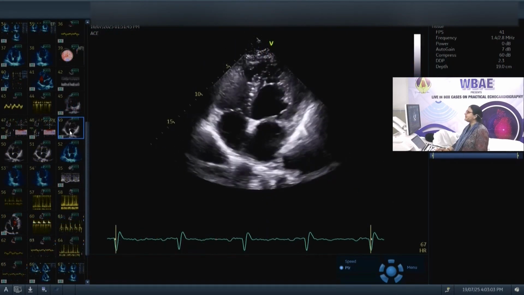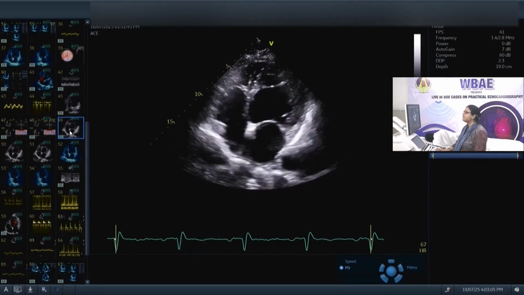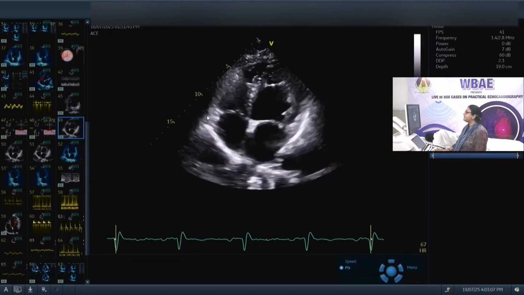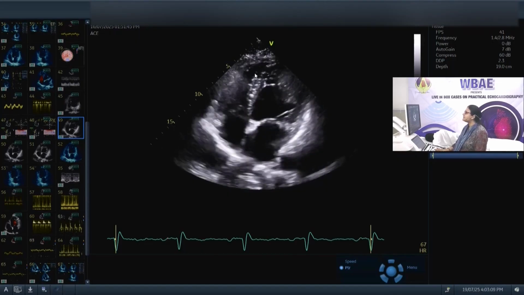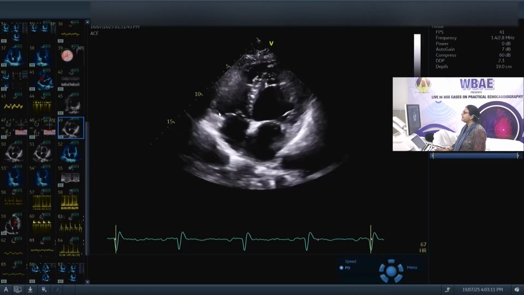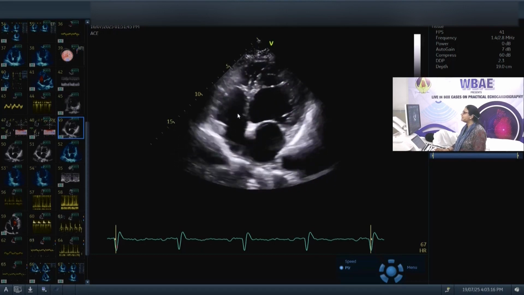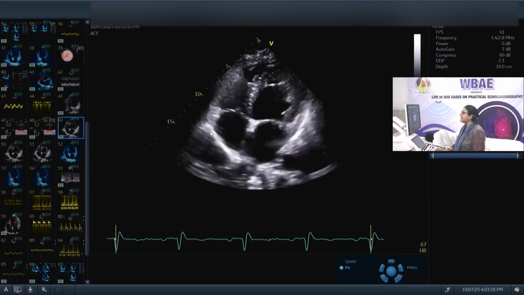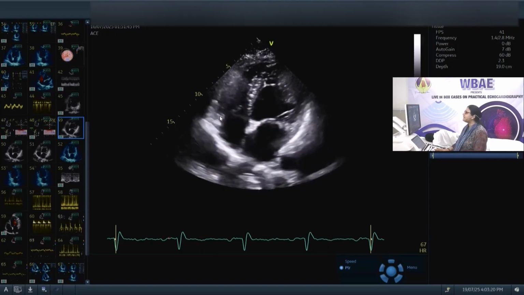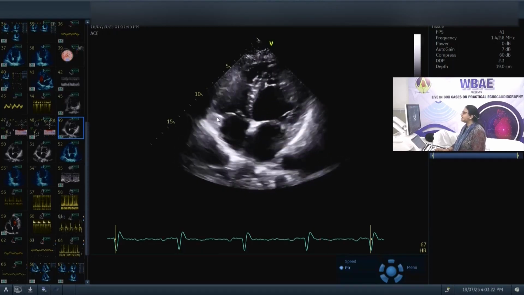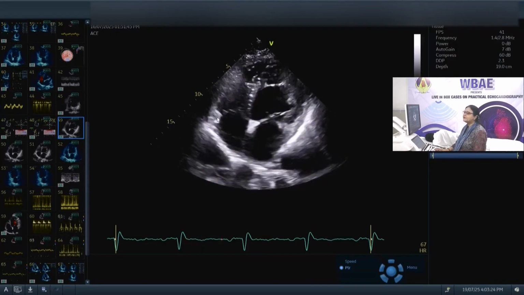So after assessing the LV systolic and diastolic function, we'll now assess the RV. So here you can see this is a typical RV view I have taken, where the RV free wall is properly visualized. You can see the opening and closing of the tricuspid valve. And to assess the RV, we will have to take different measurements to see the RV systolic function.